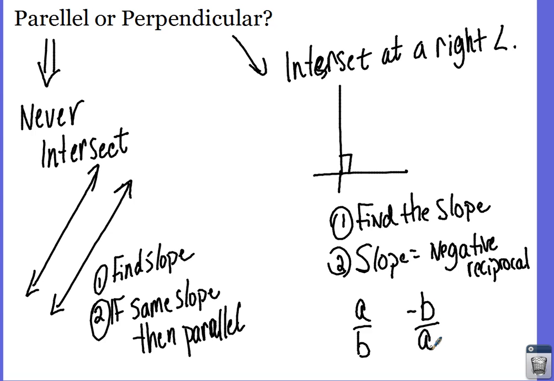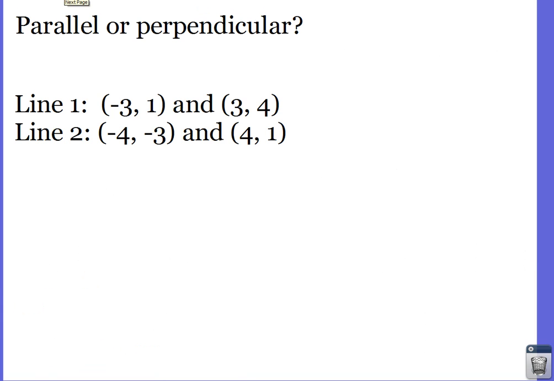Okay? All right. So first example, we need to determine if the lines are going to be parallel or perpendicular. So first of all, let's find the slope of each line. So 4 minus 1 over 3 minus negative 3. So 4 minus 1 gives us 3. Change the signs and we get 6. So this one reduces to 1/2.